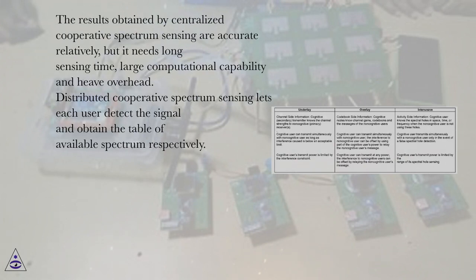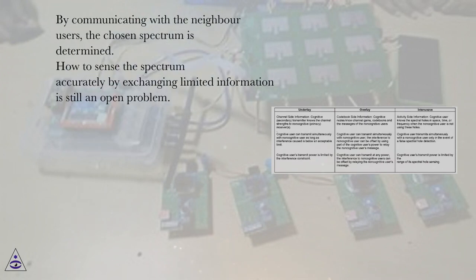and heavy overhead. Distributed cooperative spectrum sensing lets each user detect the signal and obtain the table of available spectrum respectively. By communicating with the neighbor users, the chosen spectrum is determined. How to sense the spectrum accurately by exchanging limited information is still an open problem.